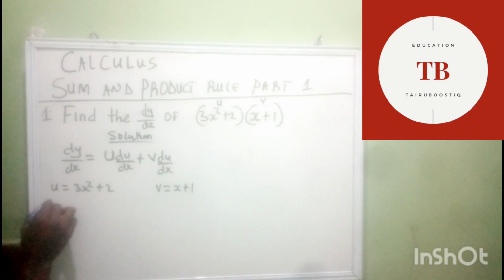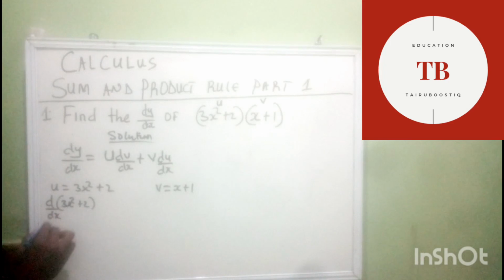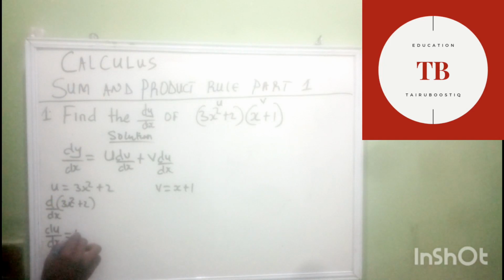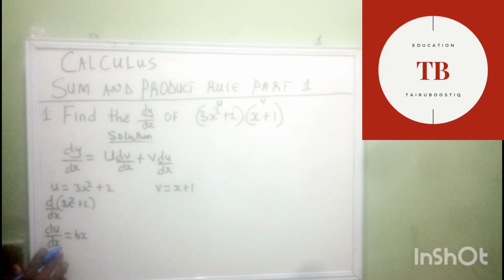The next step is for us to find the derivative of u, du/dx. That is the derivative of 3x squared plus 2 with respect to x. So our du/dx will be equal to 2 times 3, which gives us 6x. Then we take away 1 from the power, so it becomes 6x. And the derivative of a constant value is equal to 0. Why? Because 2 is a constant value, it's not having any x at the back. So we already have our du/dx.